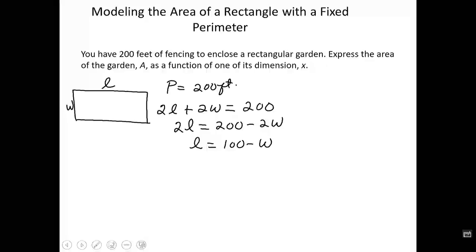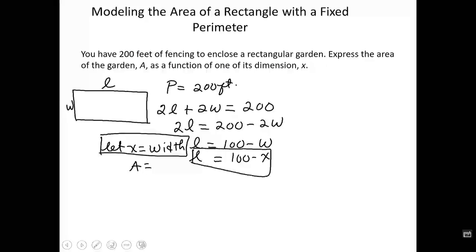So we now want to express the area as a function of one of the dimensions x. So let's let x represent the width. Now we know that the area of a rectangle is length times width. So the length is now 100 minus x, because we're letting x represent the width. So the area then is x times 100 minus x.